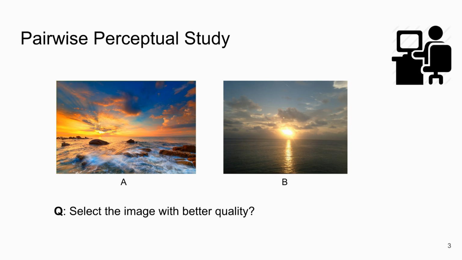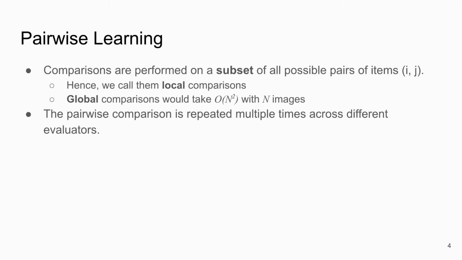Here we show an example of a pairwise perceptual study. In this example, human readers are asked to select the image with better quality. Note that image A and image B could have similar content or completely different content. It's worth noting that comparisons are performed on a subset of all possible pairs.